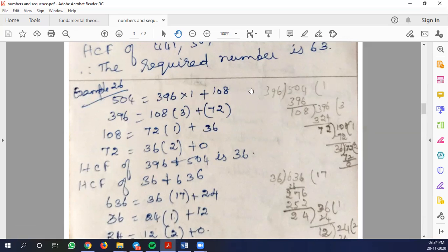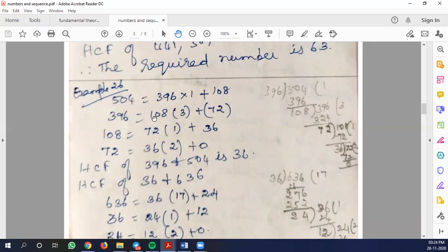Divide this divisor by the remainder. How many times? 3 times. 108 times 3, plus the remainder is 72. Now you have to take this one as the divisor, 108, and divide the divisor by the remainder, 72.